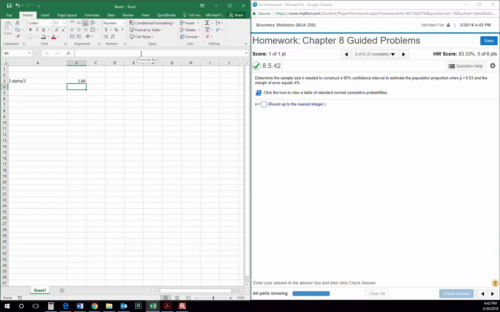It's 1.64. But over time, you just get to learn these. These are standard ones. So a 90% confidence interval that's two-tailed is a 1.64 z-score. Anyway, so don't worry if it's still confusing to you. We also need our bar p, which is given to us as 0.63.